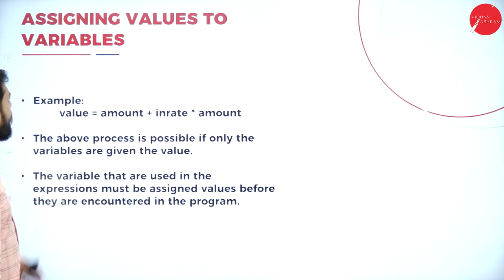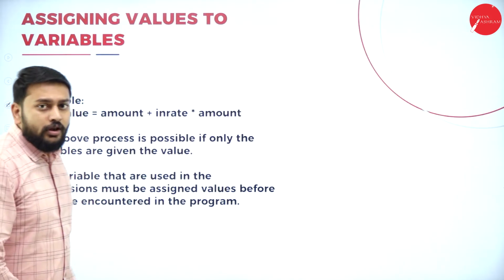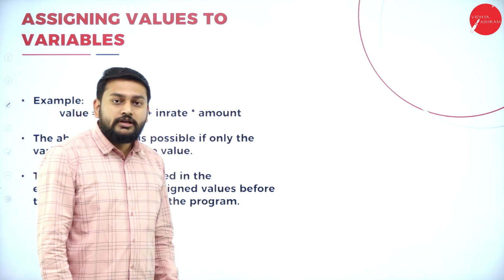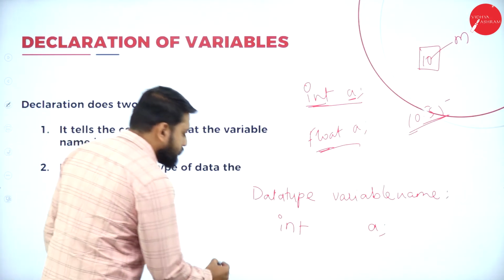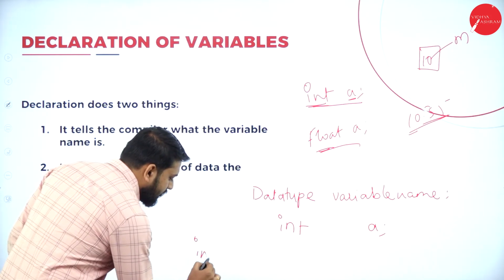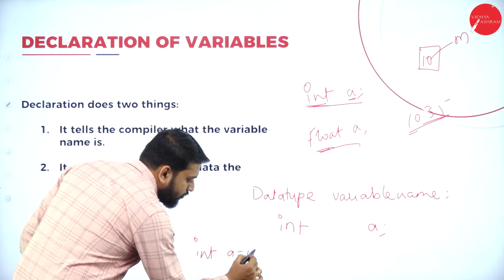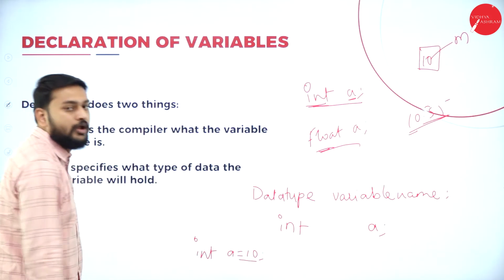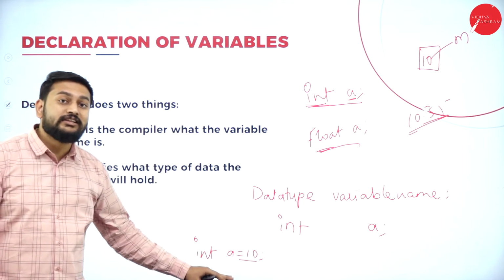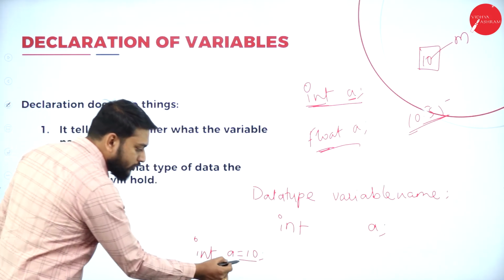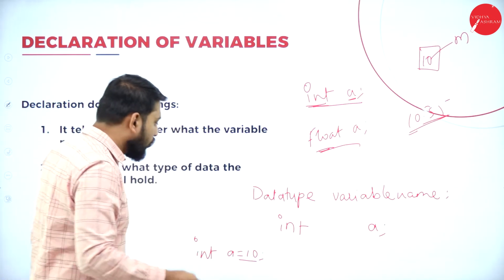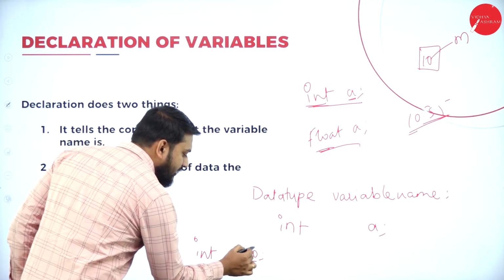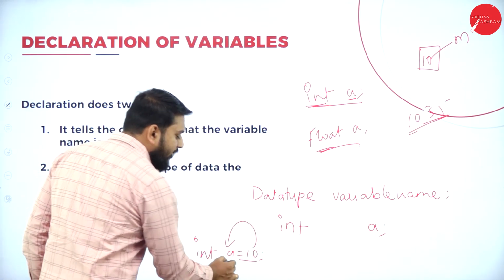Assigning a value to the variable. How do we assign a value to a variable? Simple, sir. Once I declare it, suppose I write int a is equal to 10, this is what I will call assigning the value. Is equal to is what I will call the assignment operator. Whatever you write on the right-hand side will get assigned to the variable.